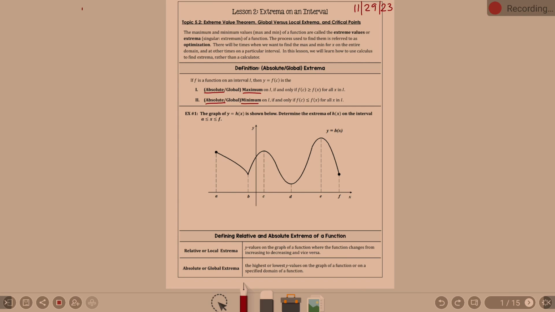Relative, and you guys have seen this vocabulary before. Relative or local, I feel like you do see local. Those are y values on the graph of a function where the function changes from increasing to decreasing and vice versa. So a relative or local extrema is any min or max. There can be multiple relative extrema, but there can only be one absolute max and one absolute min on a given problem. Okay, so let's go back and look at example 1.